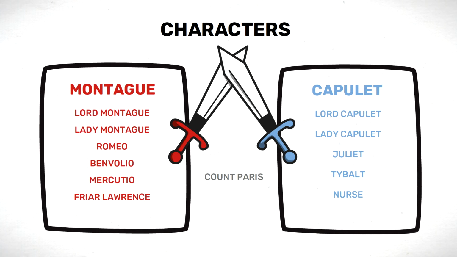We also have Paris, a young rich count from a prominent family who wants to marry Juliet and who seeks permission from Lord Capulet in the early stages of the play. The prince is the ruler of Verona and is concerned with maintaining peace within the city.